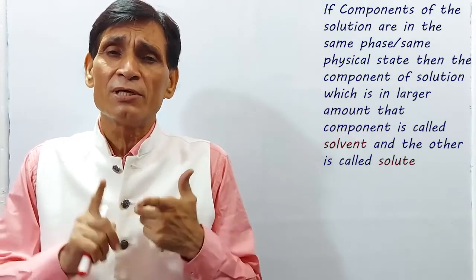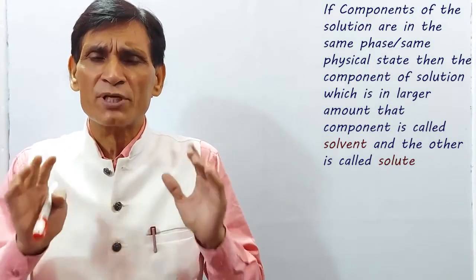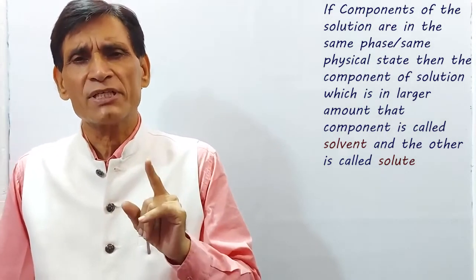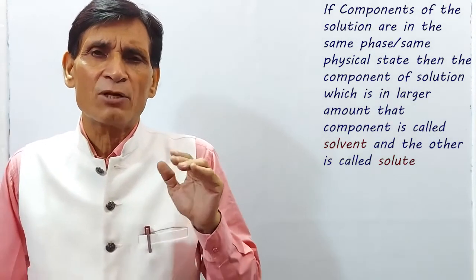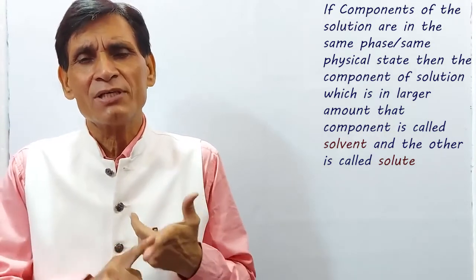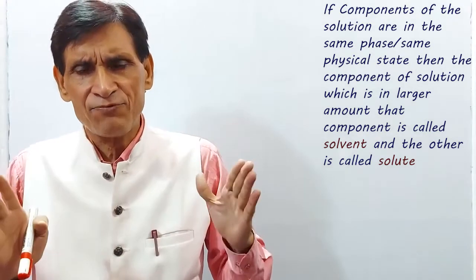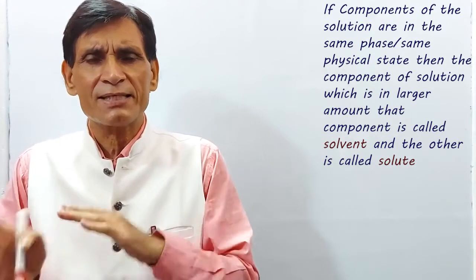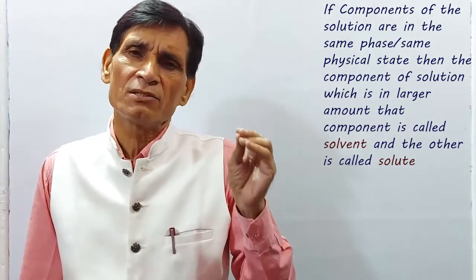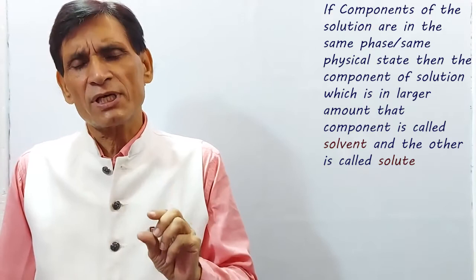Next, the second type. If the components of a solution are in the same phase, the same physical state, then the component which is in larger, relatively more amount is called the solvent and the other is called the solute. For example, alcohol and water. Alcohol is liquid, water is also liquid, both are in the same phase. Now you are preparing a solution. Of this alcohol and water, whichever is in larger amount is the solvent and the other is the solute. Then the solution can be prepared.